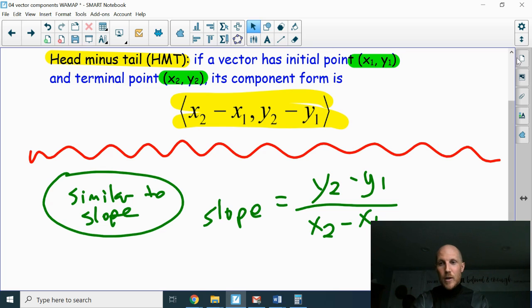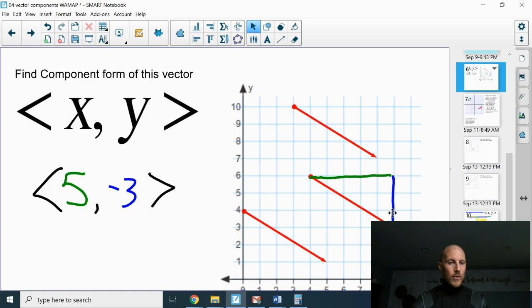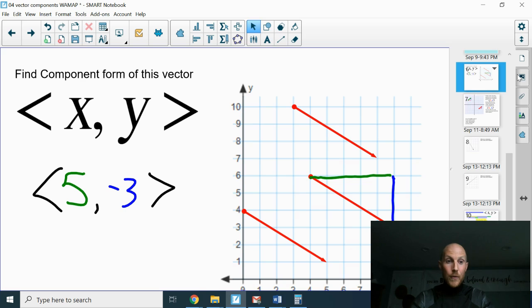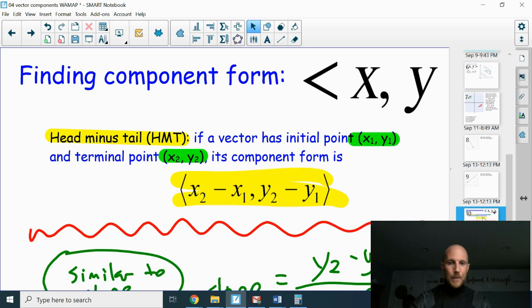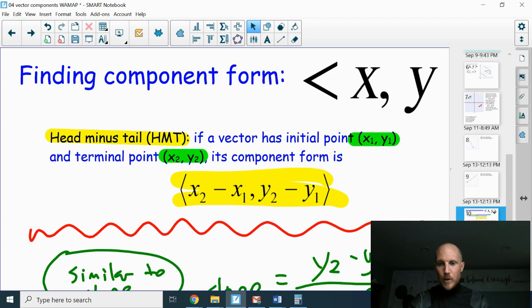And when we were finding component form on the graph up here, I was basically drawing these little slope triangles like you learned in Algebra 1, right? So component form has a lot of similarities to slope. Obviously, we use it differently, and it is describing a vector, not just some line, right? But there are a lot of similarities, and don't write it as a slope fraction. This is not slope, so we've got to make sure we always have those pointy brackets and a comma to separate the coordinates.